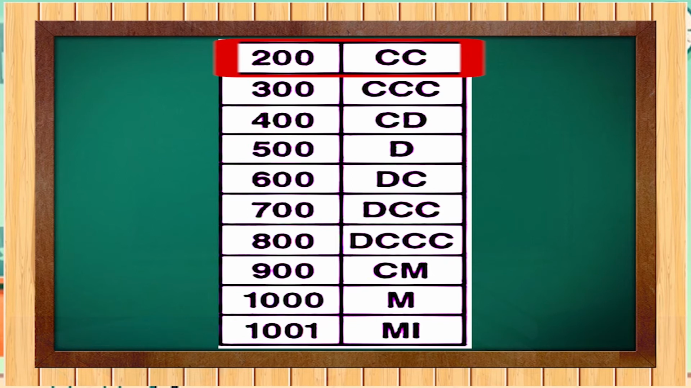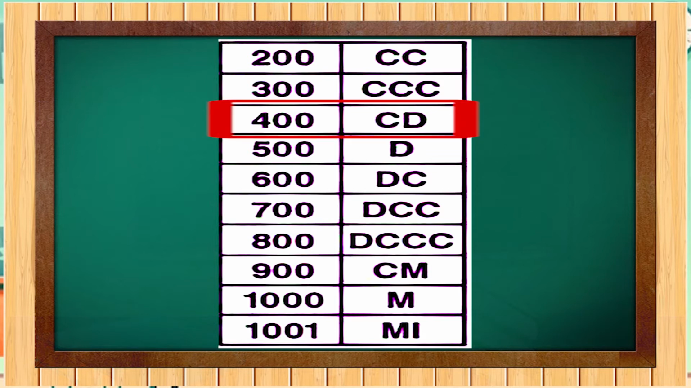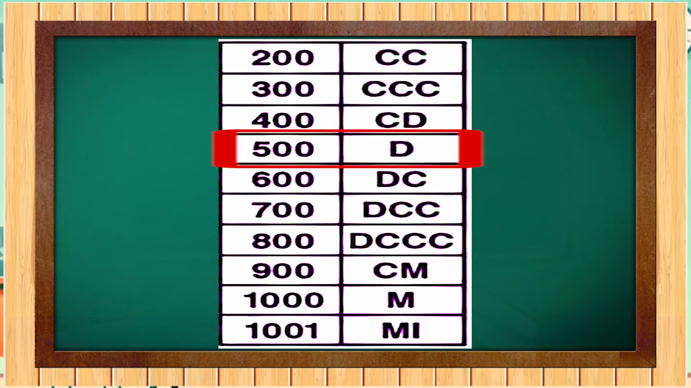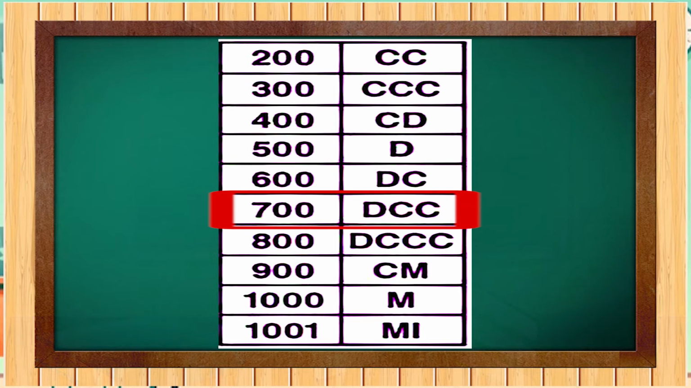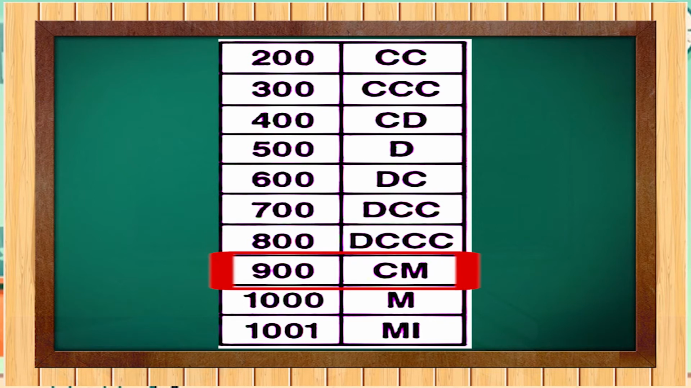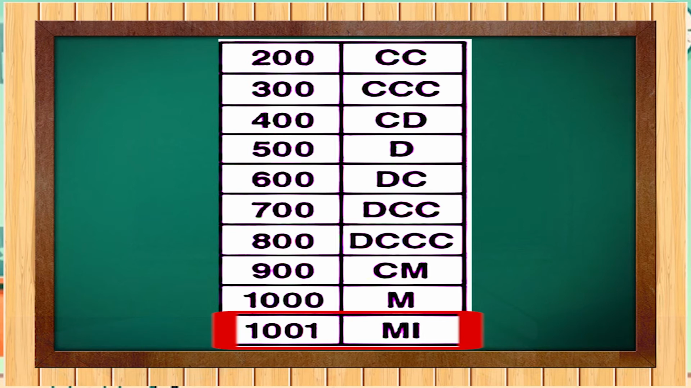You have 200 is represented by CC, while 300 is CCC, and 400 is CD, while 500 is D. 600 is DC, 700 is DCC, 800 is DCCC, 900 is CM, 1000 is M, and 1001 is MI.